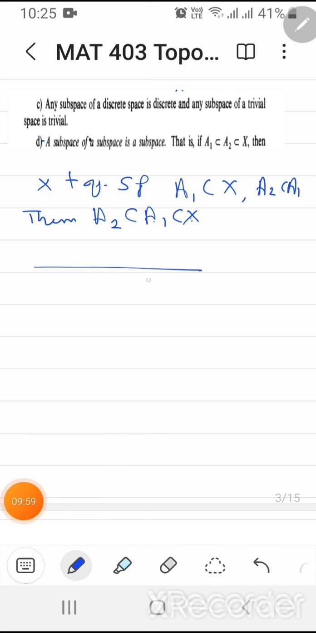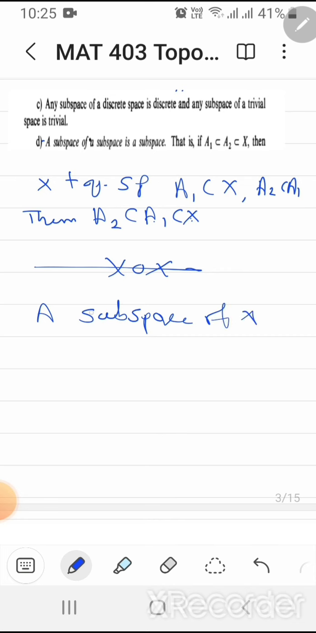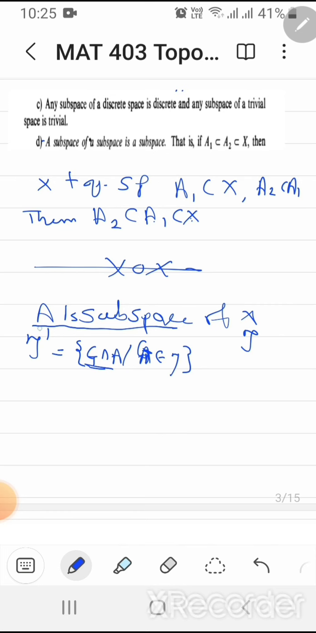Now we have to see the next result. We know here A is a subspace of X, where tau is the topology for X and tau dash is the topology for A. Each element of tau dash can be written as G intersection A, such that G belongs to tau. For the subspace A, open sets in this subspace are nothing but G intersection A.